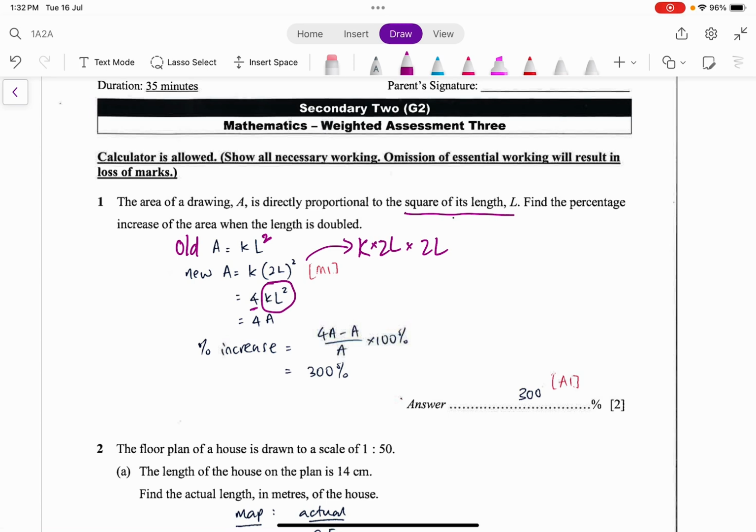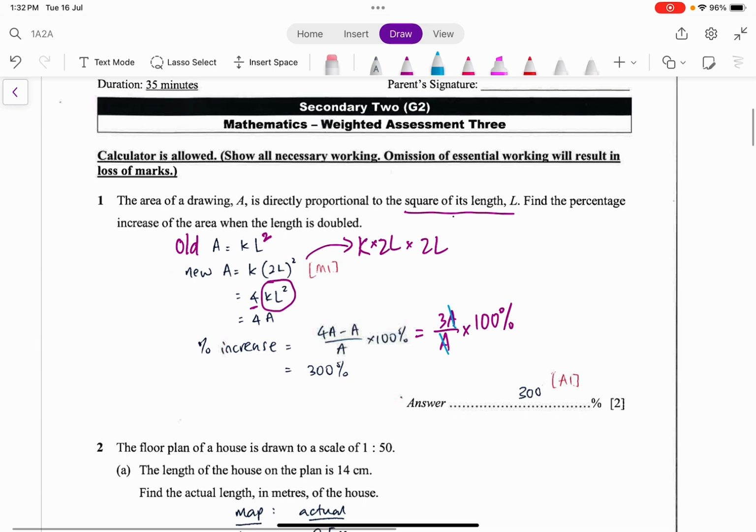And I'm looking for percentage increase. Percentage increase requires you to compare between the new and the old, the difference. So the new one is 4 times A, the old one was A. Increase over original times 100%. So this is 3A divided by A. I know some of you, the algebra is not very good, so I wanted to show you this part. So it becomes 3 times 100, 300%.